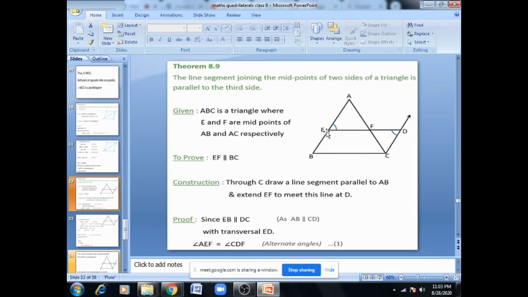And if you look at the figure, ED is the transversal because it is meeting line AB at point E and meeting line CD at point D. So this line ED is a transversal and these two lines CD and AB are parallel. Therefore, if we look at these two angles, angle AEF and angle CDF, these two angles will be equal because they are alternate interior angles. So we have written angle AEF is equal to angle CDF.